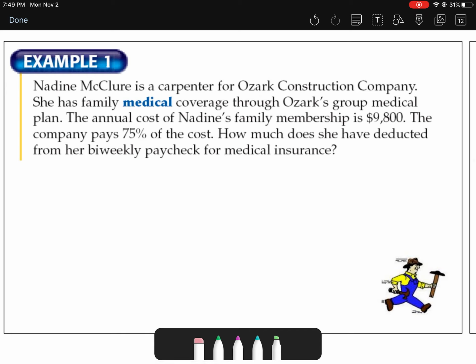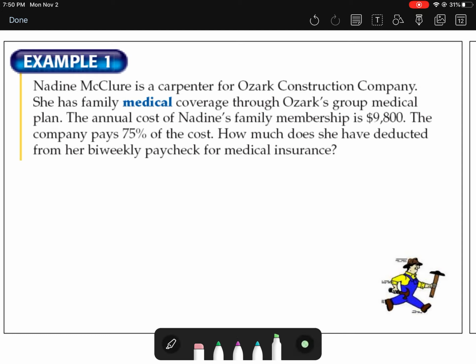Let's look at example 1. Nadine is a carpenter for Ozark Construction Company. She has family medical coverage through Ozark's group medical plan. The annual cost of Nadine's family membership is $9,800. The company pays 75% of the cost. How much does she have deducted from her bi-weekly paycheck for medical insurance?